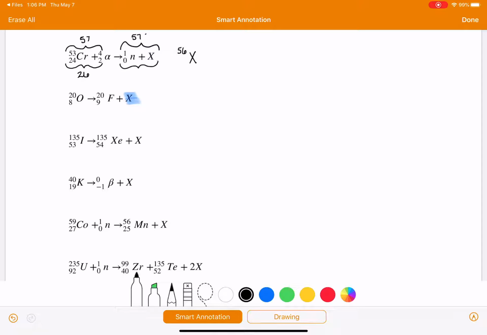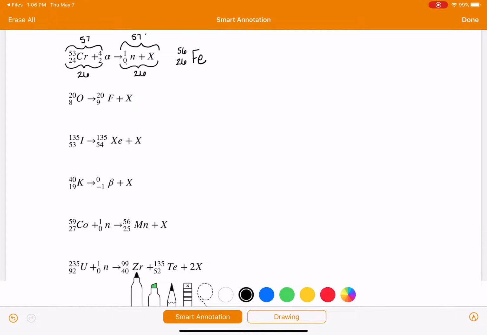And then over here, our atomic number is 26. 0 plus 26 is 26. This is definitely a big atom. We need to look at the periodic table and see what is 26. That's iron.